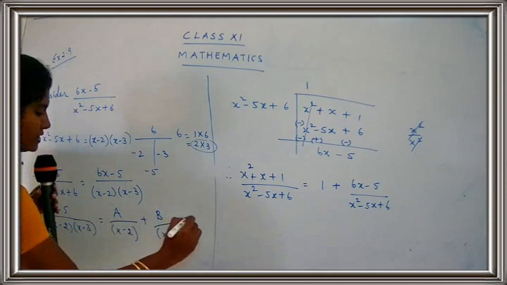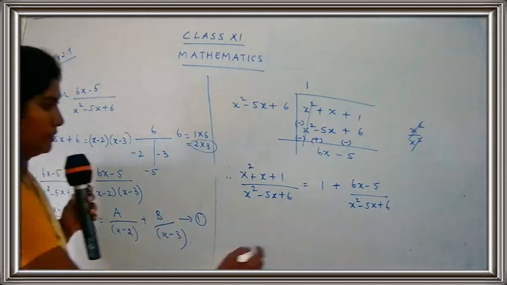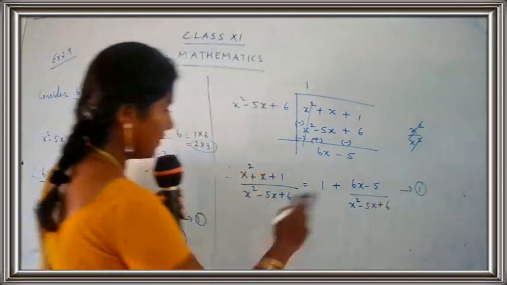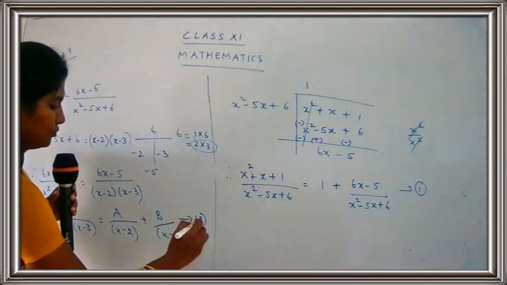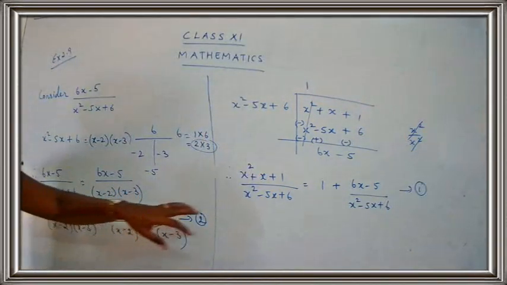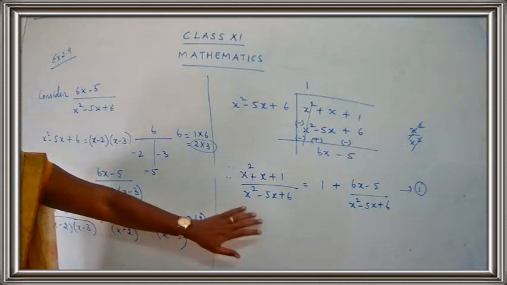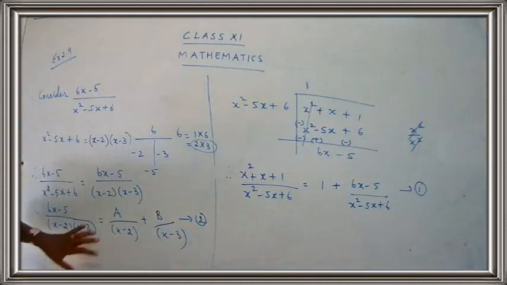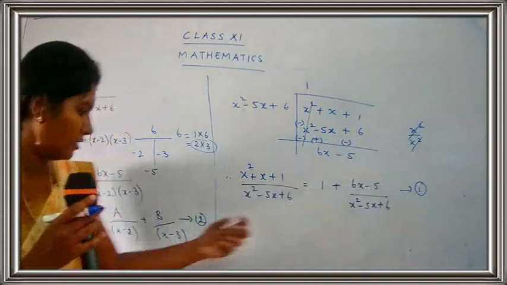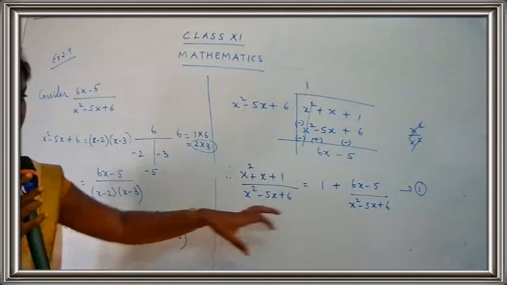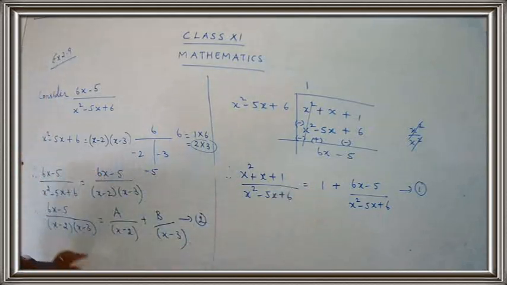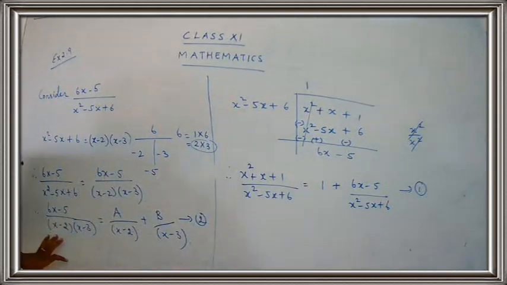You can put this as number 1. The main answer is 1 and you take this as number 2. Put here number 1, children, because this is the final answer. Here we have to substitute the answer. So for this second part, you are going to substitute this value with 1. So write down here (6x − 5)/((x − 2)(x − 3)) is A/(x − 2) + B/(x − 3). Take down, this is number 2. Are you clear, children? Till now I hope you are clear, yes?